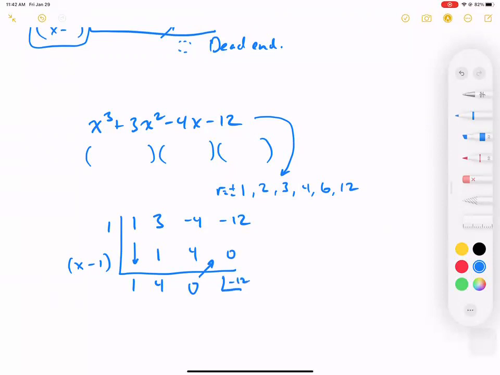This is a fail. We picked the wrong number. Oh no, we wasted time. No, we didn't. We didn't waste time because we were able to say, hey, we know that 1 is not a root and x minus 1 is not a factor. We at least got rid of one possibility.